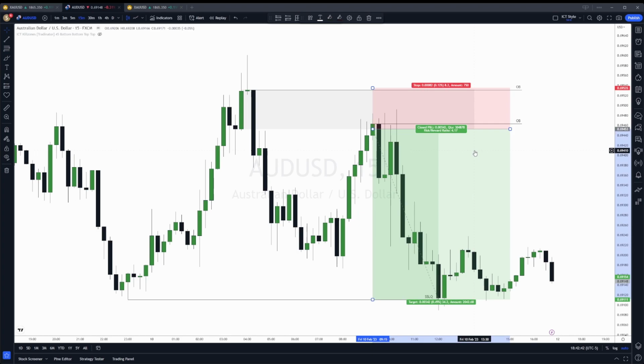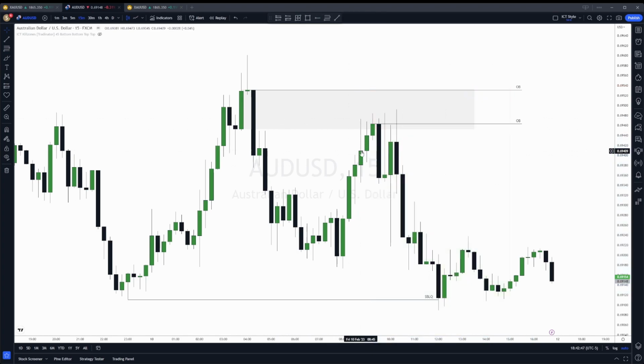As we can see on screen here now, we have two ICT order blocks marked out. And if you want to gain all the knowledge you need about the ICT order blocks, I recommend you watch my video about them. I'll put a link to that in the description.